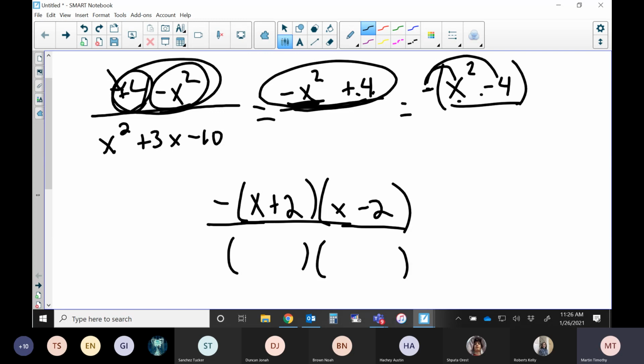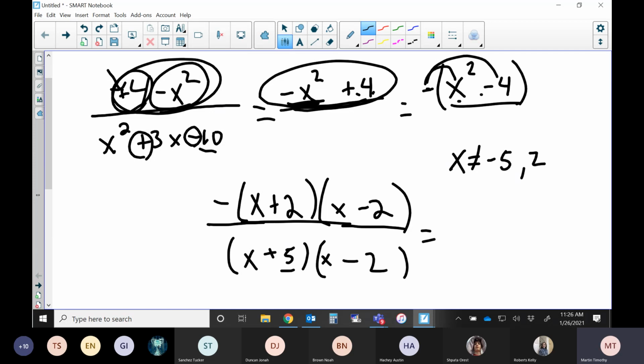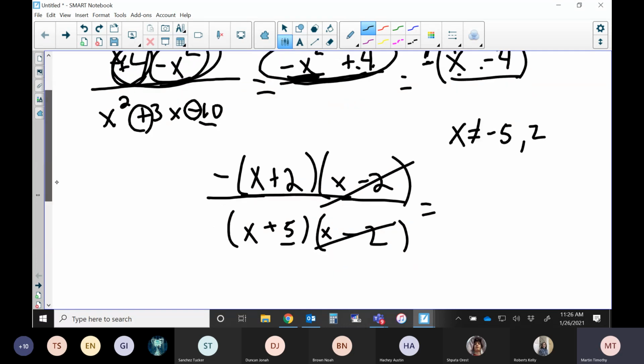Again, it's just factoring. This says different signs. One's plus, one's minus. This says the bigger one is positive, so the bigger one's going to go here. And then I need two numbers that multiply to 10, but subtract to 3, which would be 5 and 2. And then I look at here, and before I start crossing stuff out, I need to do my exclusions. And I say, okay, wait, x can't be negative 5, and x can't be 2. That way, in case I cancel one of them out, which I do, I still know what x can be.